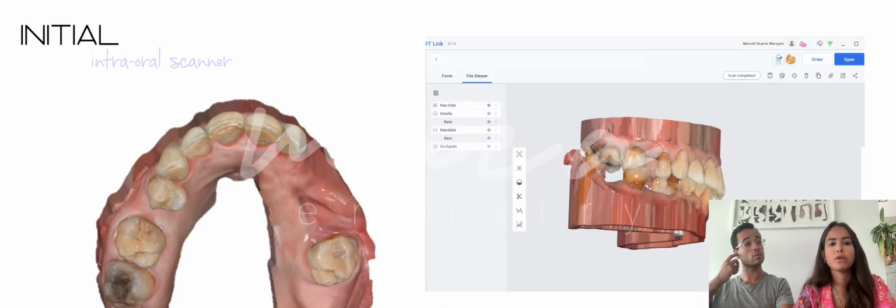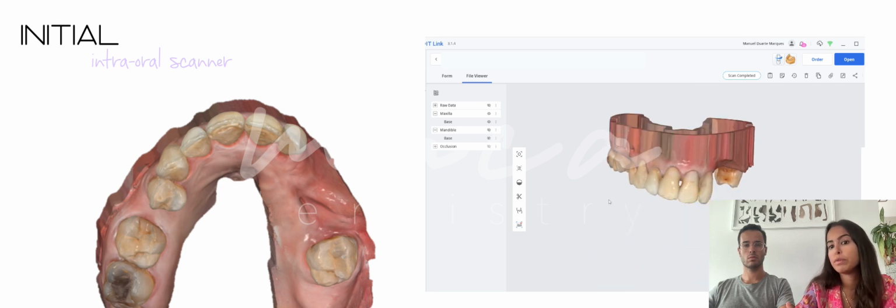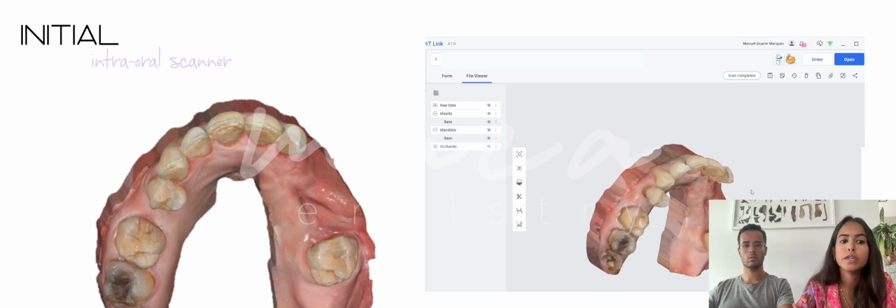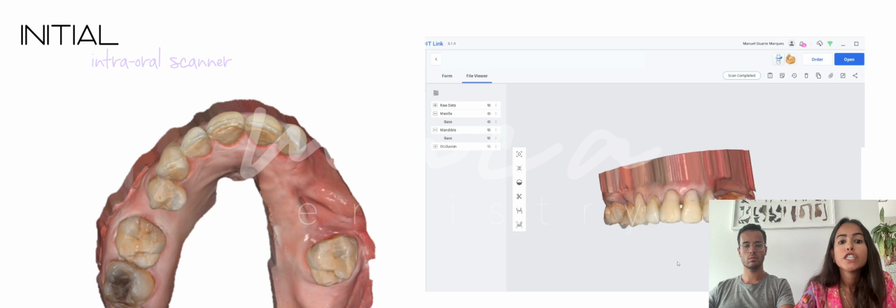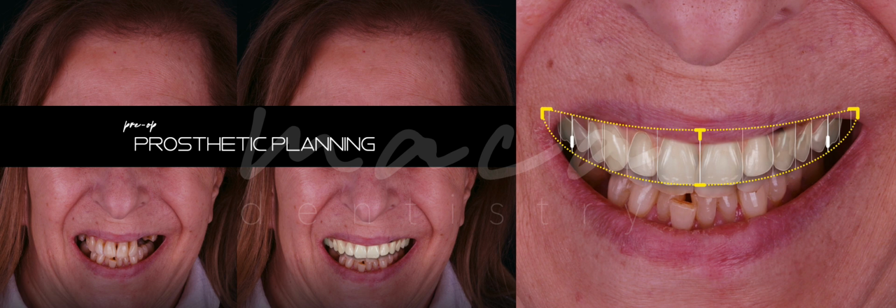As we do for most of our cases, we started by collecting all the data we need in order to perform a proper pre-surgical prosthetic plan of the case. So here you can see the initial intraoral scan of the patient. Also, using patient's extraoral photographs and some important measurements I took during clinical observation, I was able to obtain this 2D smile simulation where I planned the position, shape, and also dimensions of the future teeth.